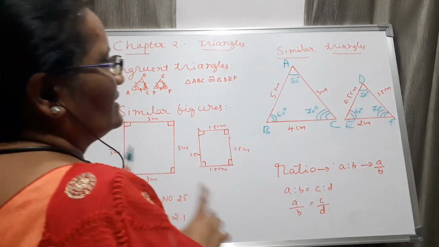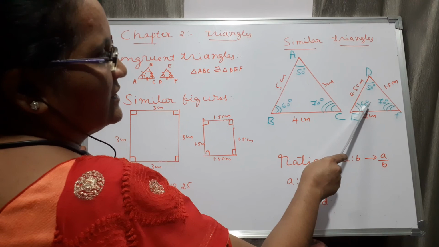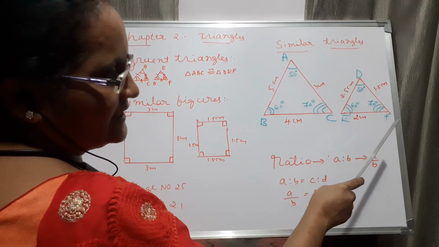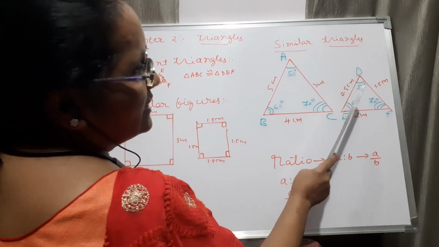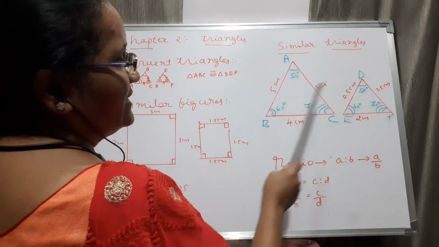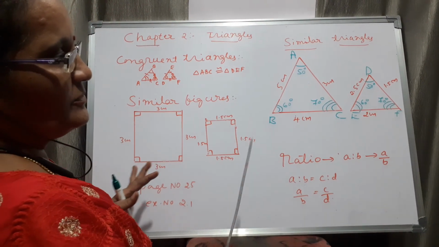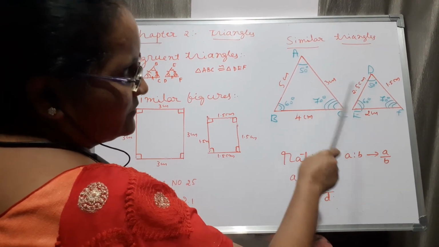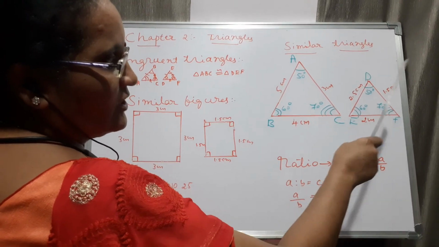See here, in triangle ABC and triangle DEF, the angles of triangle ABC are equal to the angles of triangle DEF. Therefore, angle A is equal to angle D, angle B is equal to angle E, angle C is equal to angle F. Here the first concept is that angles of one triangle are equal to the corresponding angles of another triangle.